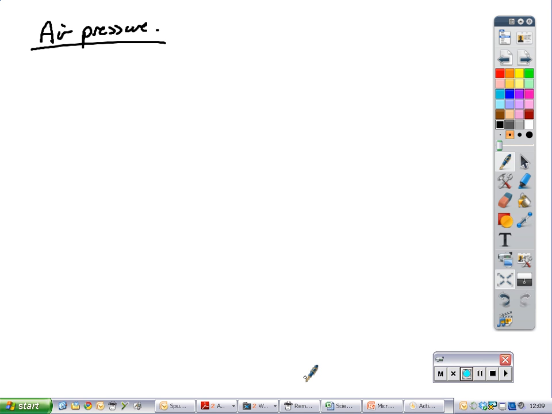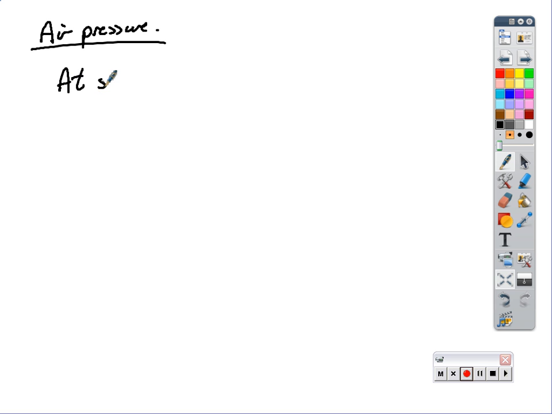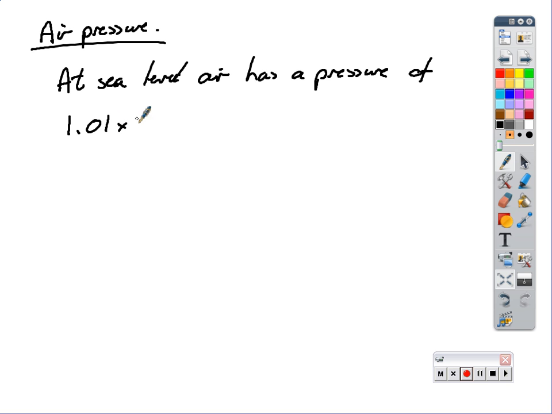At sea level, it's given a value, which you're not given in your data book, but should you have to use it, you will be given it. So at sea level, air has a pressure of 1.01 times 10 to the 5 pascals, which means that you have that pressure being applied to you right now.